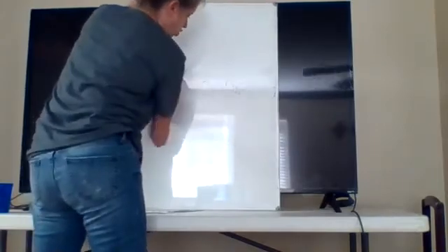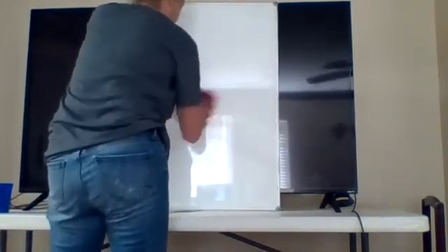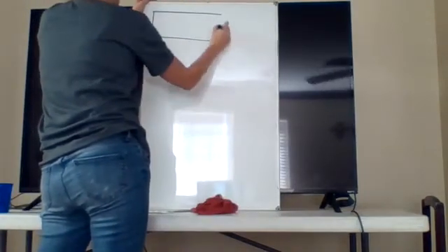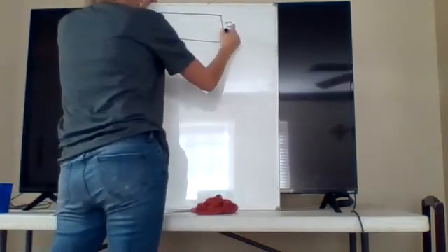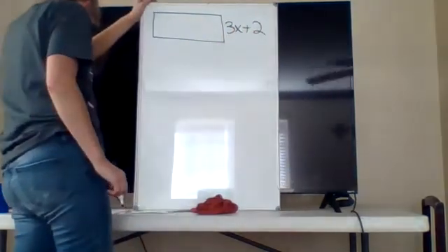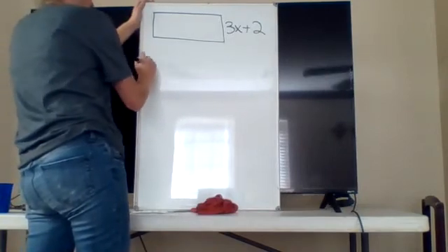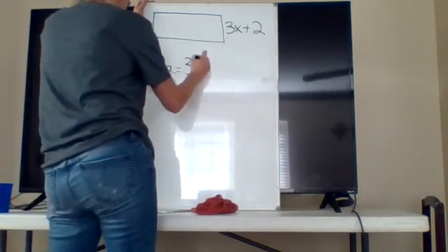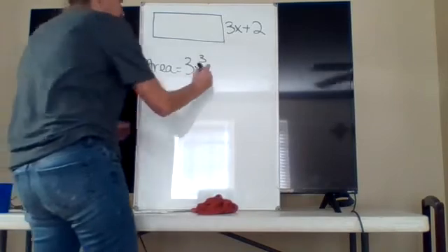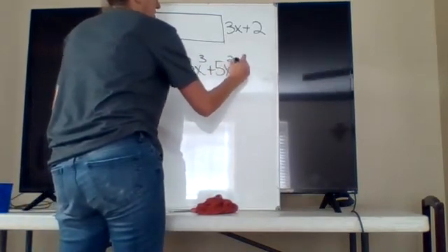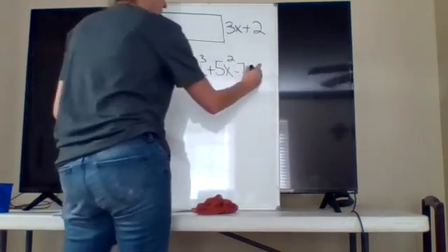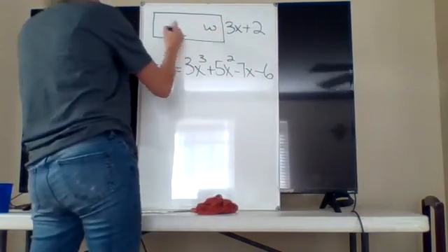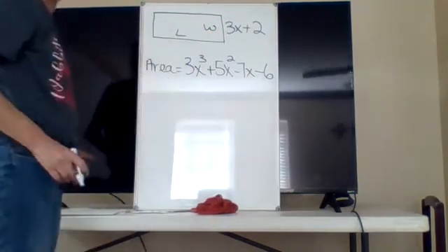Okay, this one's going to be a picture geometry kind of problem. You've got this rectangle, and it says the width of the rectangle is 3x plus 2, and the area is 3x to the 3rd plus 5x squared minus 7x minus 6. So it tells me what the width is, and it doesn't tell me what the length is. It just tells me what the area is.